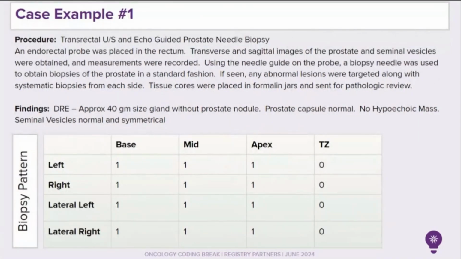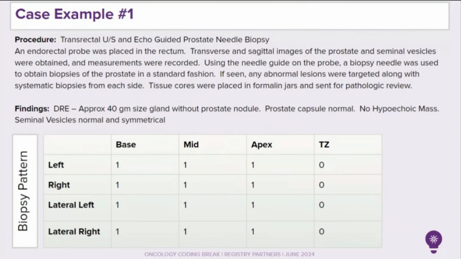So the patient underwent a transrectal ultrasound and echo-guided prostate needle biopsy. An endorectal probe was placed in the rectum. Transverse and sagittal images of the prostate and seminal vesicles were obtained and measurements were recorded. Using the needle guide on the probe, a biopsy needle was used to obtain biopsies of the prostate in a standard fashion. Any seen abnormal lesions were targeted along with systematic biopsies from each side. Tissue cores were placed in formalin jars and sent for pathologic review.